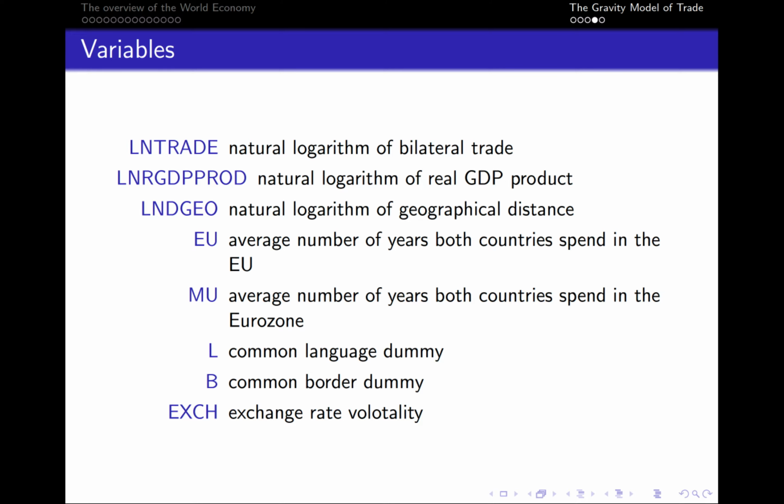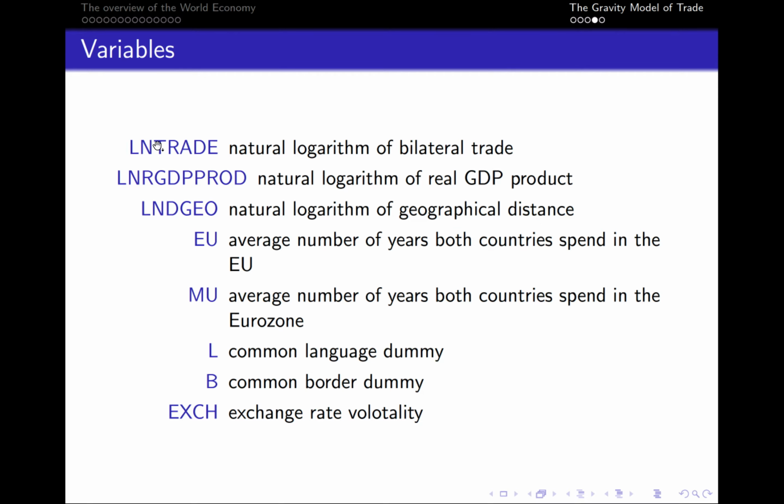Okay, now what variables are we going to use? Okay, so here you have a list. First, this is ln trade. Look, it's really easy to find data on trade. We discussed where you can find it. Taking the natural logarithm of trade also is not a problematic thing. Second, ln real GDP product and ln geo. So we've got the natural logarithm of real GDP product and the natural logarithm of geographical distance.